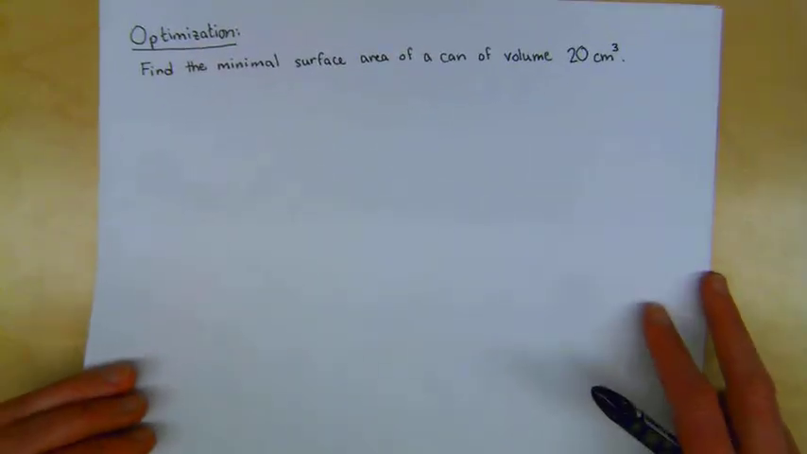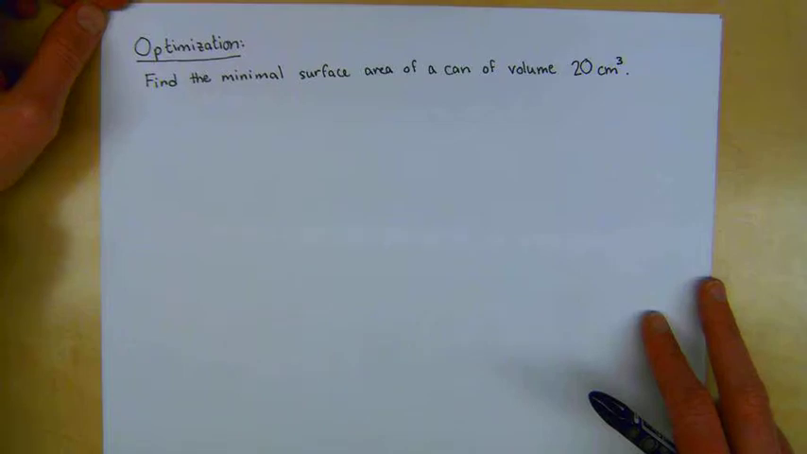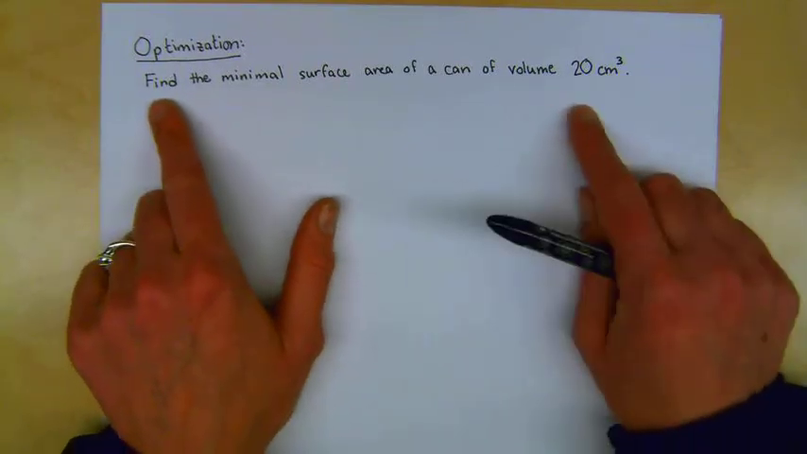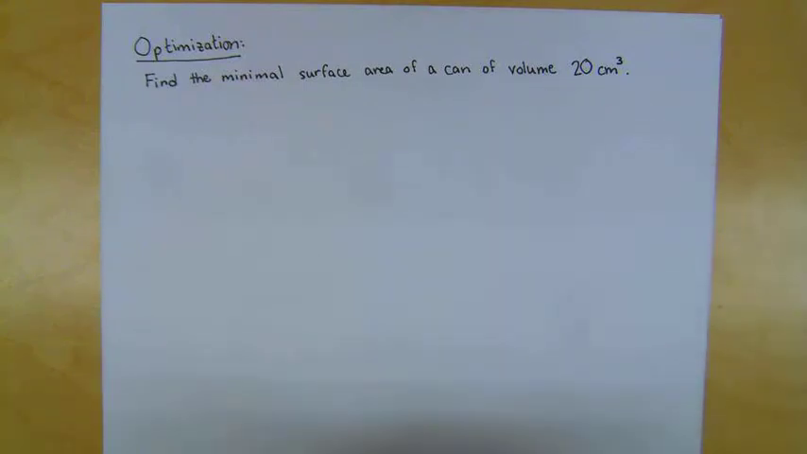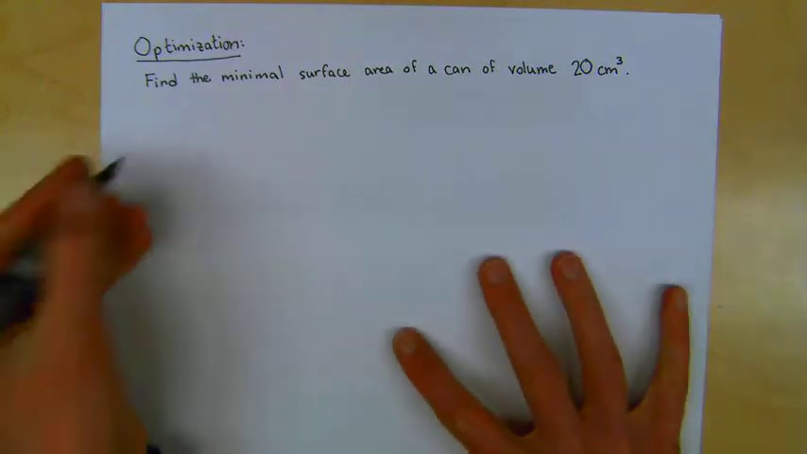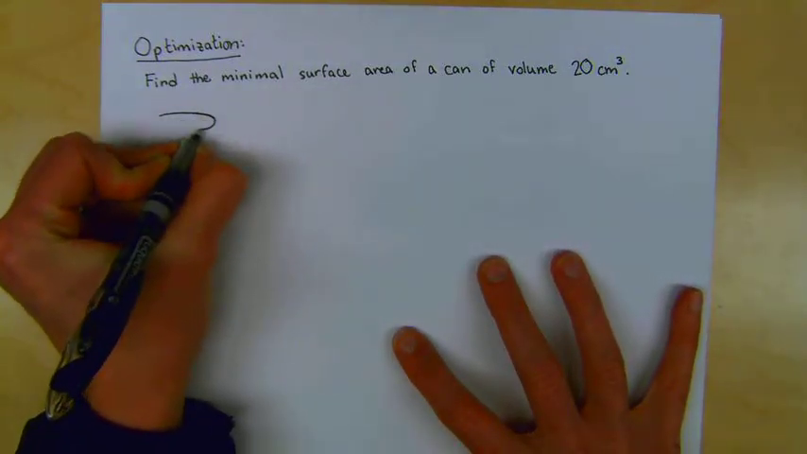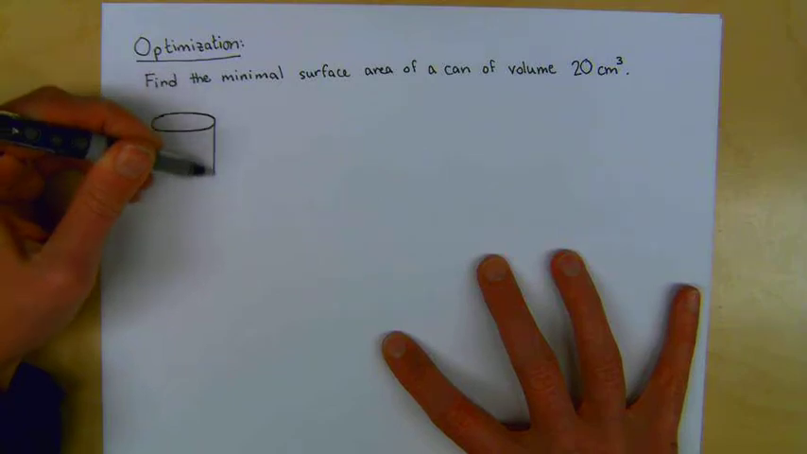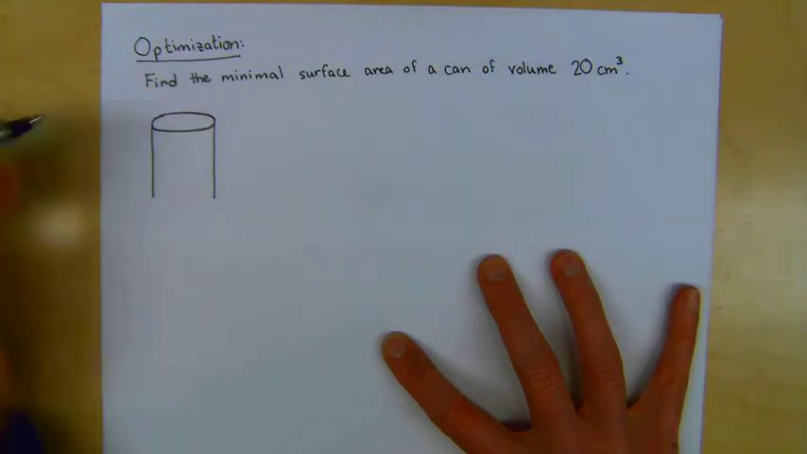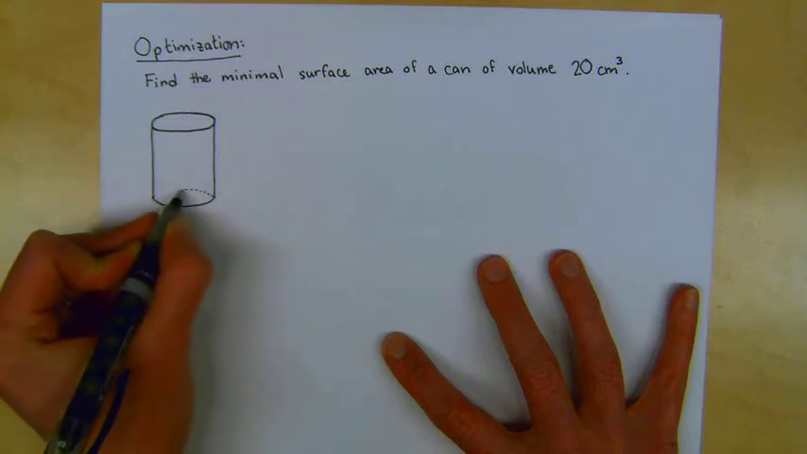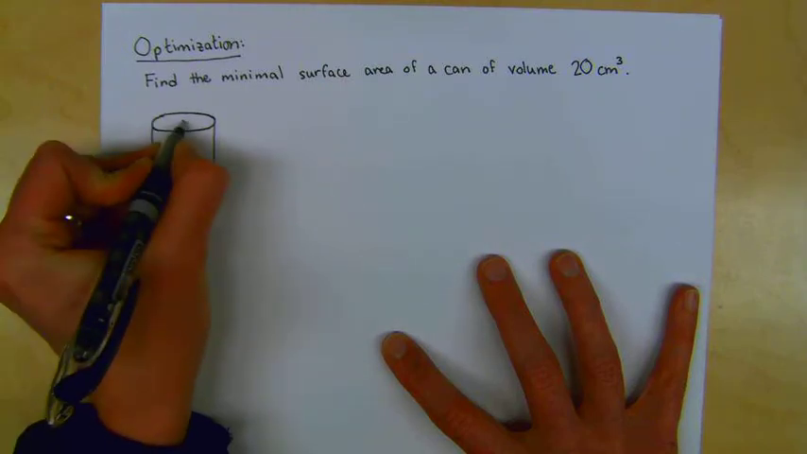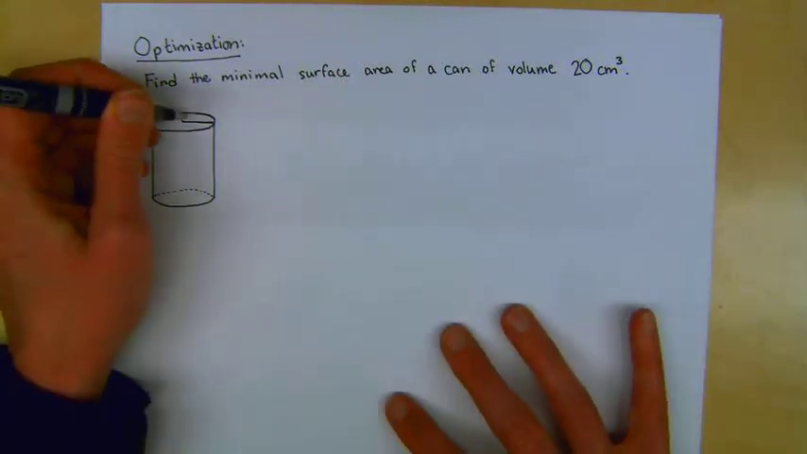Next, I want to do an optimization problem. And this is going to be computationally messy, but I think that it's conceptually pretty straightforward. And it's a classic type of problem. Suppose we want to minimize the surface area of a can of volume 20 centimeters. So first I have to come up with a formula. What is the surface area of a can?